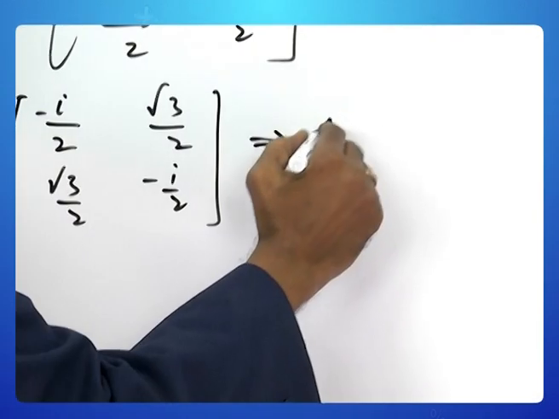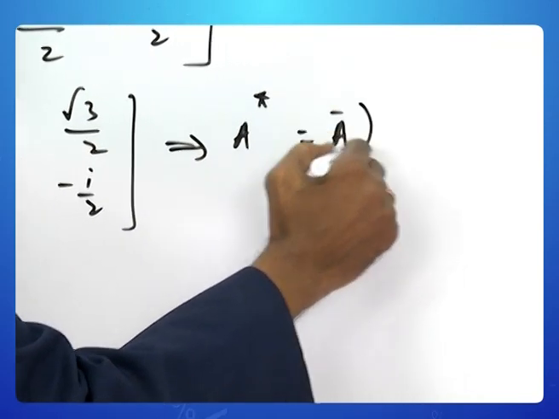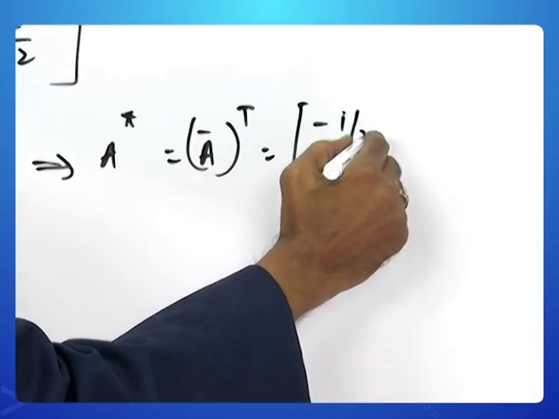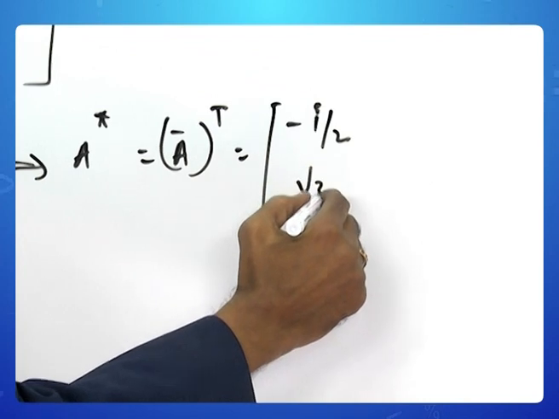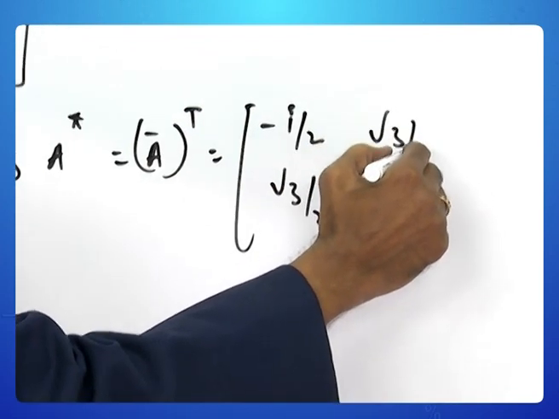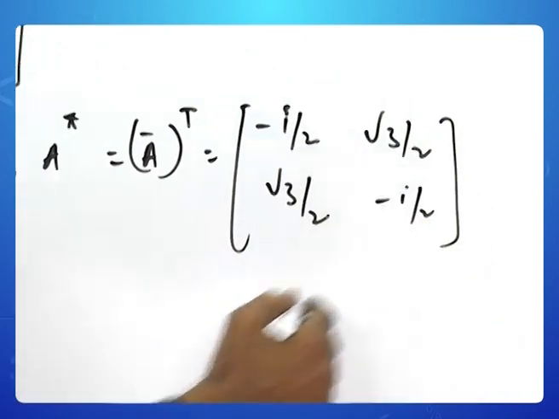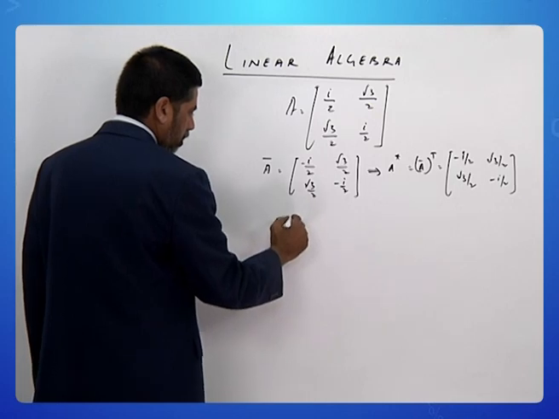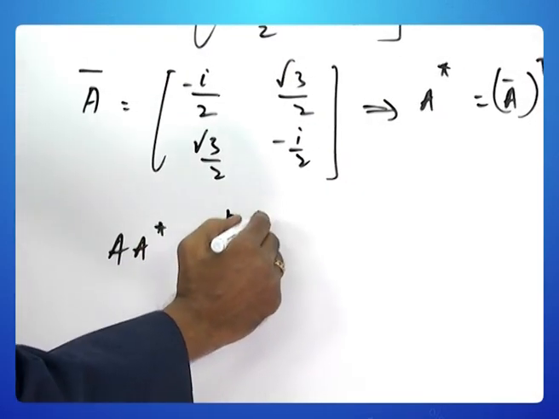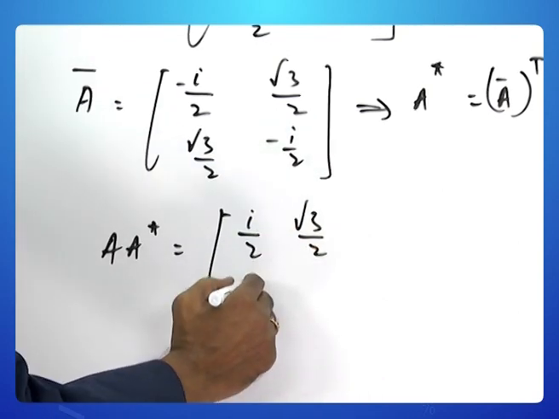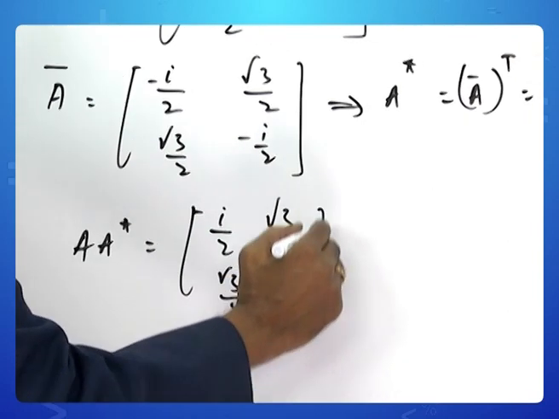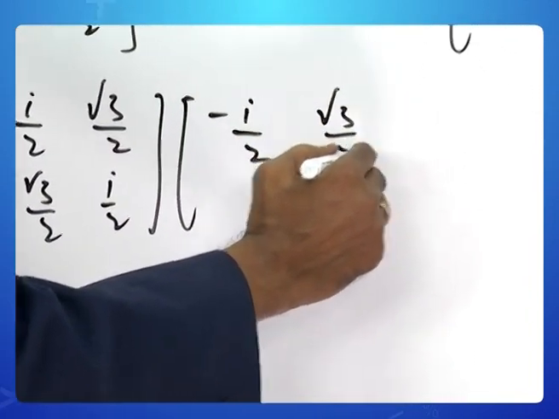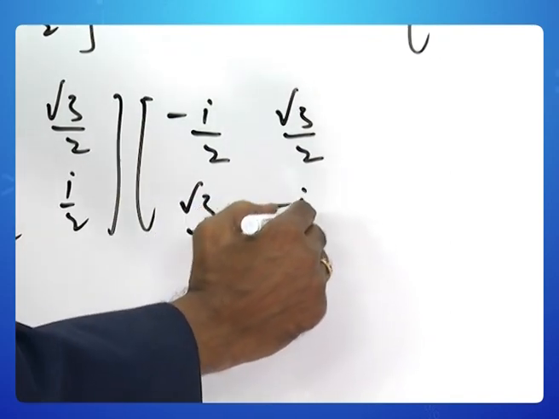From this, we can calculate A star, which is the transpose of this matrix. This will be minus i by 2, root 3 by 2, root 3 by 2, minus i by 2. And if you take the product of A and A star, this will be i by 2, root 3 by 2, root 3 by 2, i by 2 multiplied with minus i by 2, root 3 by 2, root 3 by 2, minus i by 2.